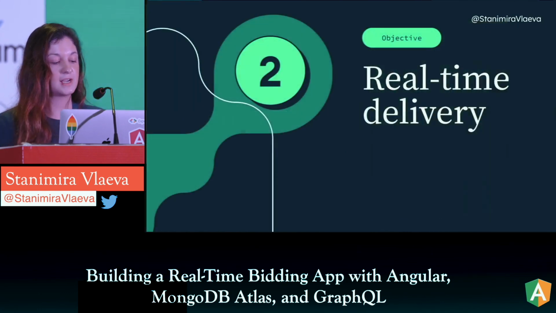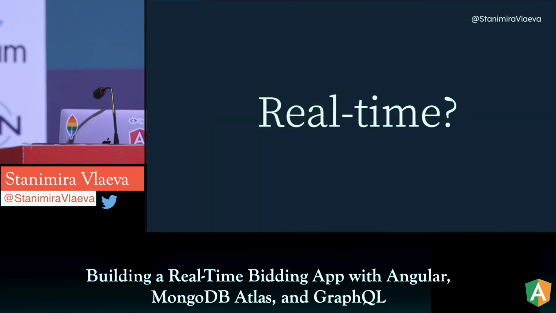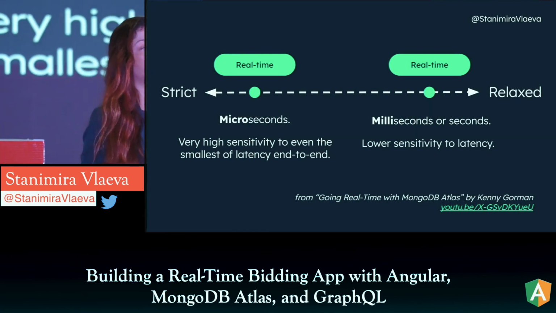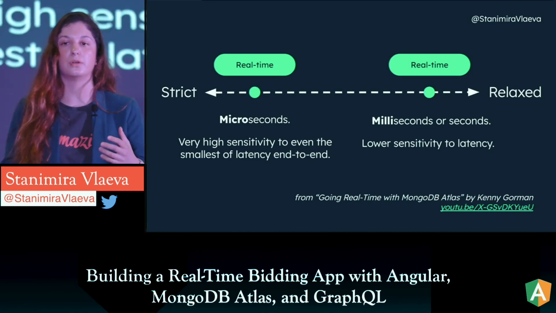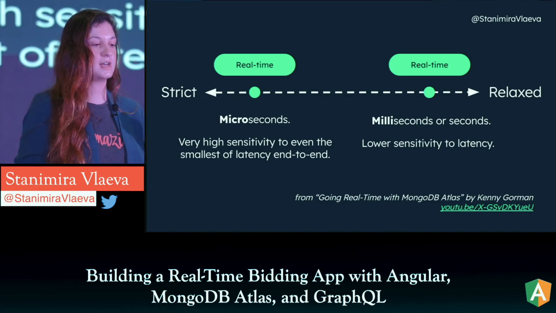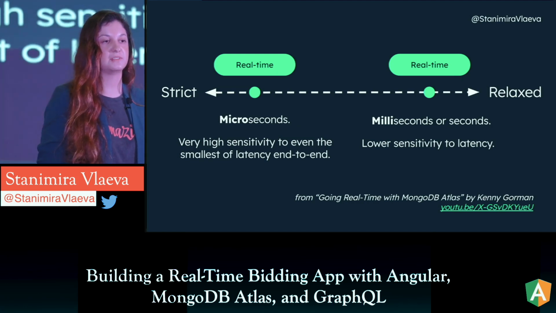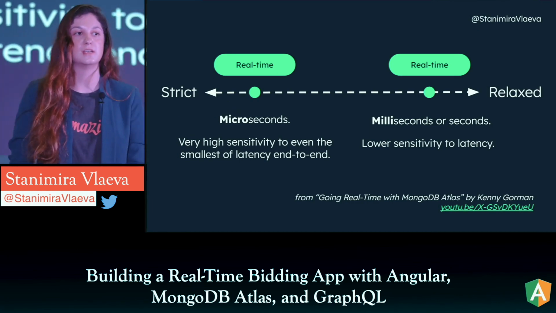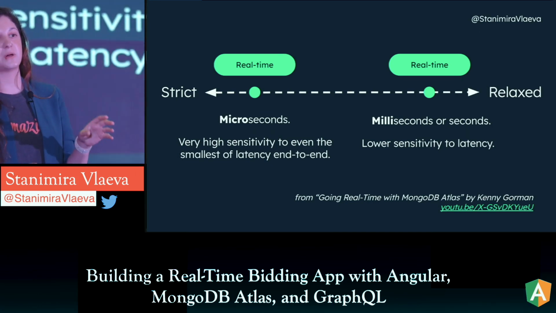Which brings us to our second objective. How do we ensure real-time delivery? And what does real-time actually mean in this case? The term real-time is not very well defined because it can mean a lot of different things depending on who you're talking to. So if you have an airplane which has engines that are working and something happens, the systems of the engine need to react in real time, this needs to happen in microseconds. This needs to happen immediately, they need to happen very quickly.